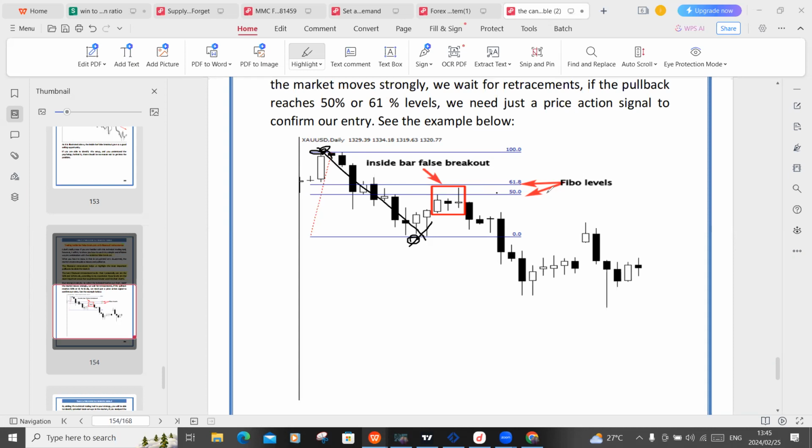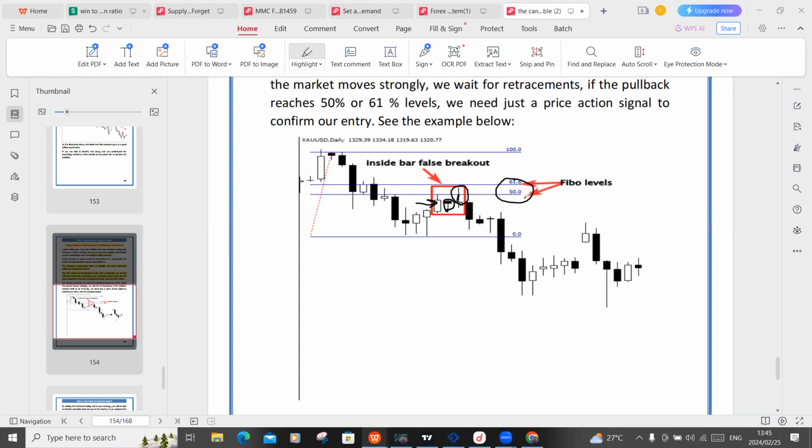Then when price reaches 50 and 61, you want to see what type of candles the price is giving you. Are they giving you an inside bar? Are they giving you a bearish engulfing? Like all the candles we spoke about, are they giving you a pin bar? So I want you to notice that here we actually have a mother candle. We've got an inside bar. This false breakout is also a pin bar tapping into our zone.